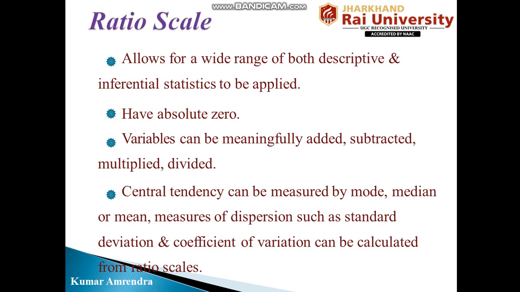The last one is ratio scale. It allows for a wide range of both descriptive and inferential statistics to be applied, and it has absolute zero, so variables can be meaningfully added, subtracted, multiplied, or divided. In this, central tendency can be measured by mode, median, or mean, and measures of dispersion such as standard deviation and coefficient of variation can be calculated from ratio scale. In the upcoming couple of lectures, we will study mean, median, and mode, and also go through the topics standard deviation and coefficient.